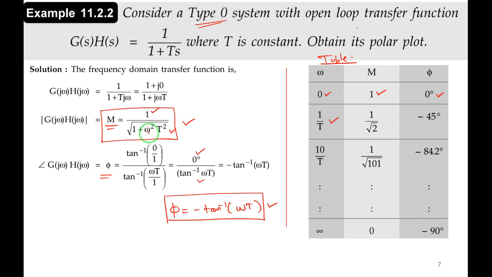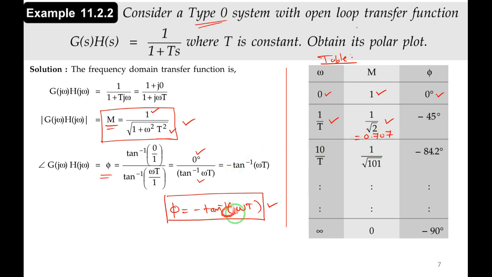1 by t, 1 by t square. T square will get cancelled. This will be 1 by 1 plus 1, root 2, 1 by root 2. Is it fine? So let me calculate this value. What is 1 by root 2? So 1 divided by root 2. I am getting 0.707. Let me write it here, 0.707.